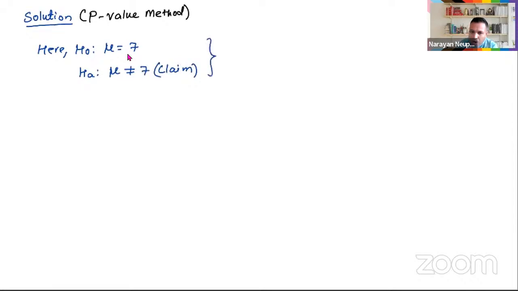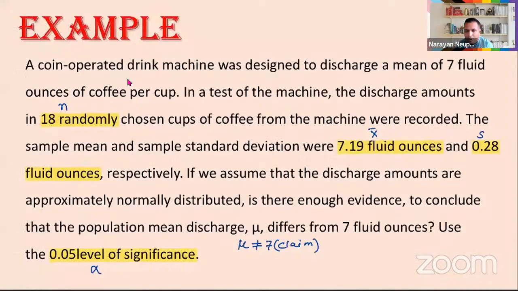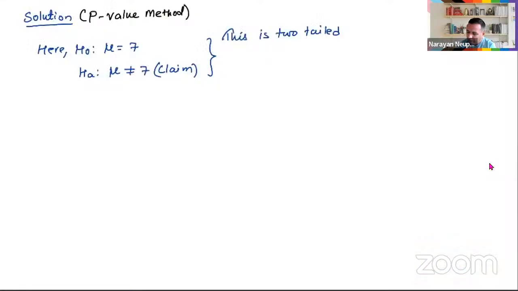Now we need to know whether this is a one-tail test or a two-tail test. Clearly, you can see there's a not equal to sign, so this is a two-tailed test. And you have to tell whether this is the z-test or t-test. If you look at the problem here, the sample standard deviation, s, is given. If the sample standard deviation is given, the distribution follows the t-distribution. So this must be a t-test. Okay, so this is a two-tailed t-test for the mean.